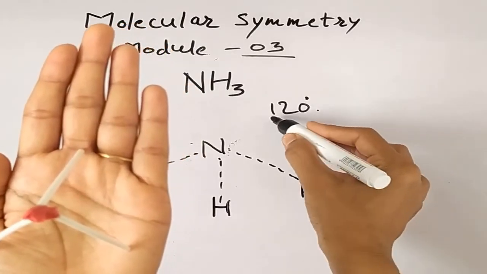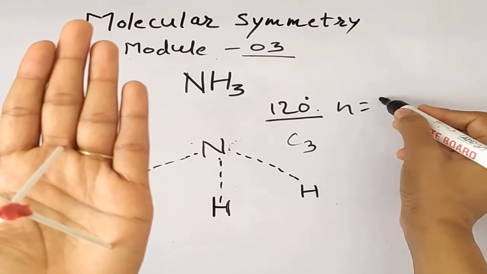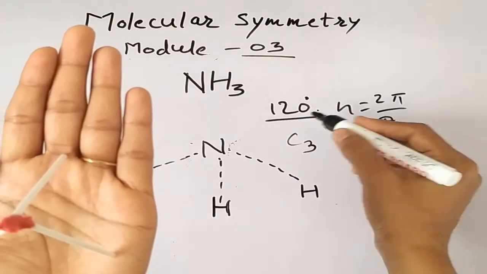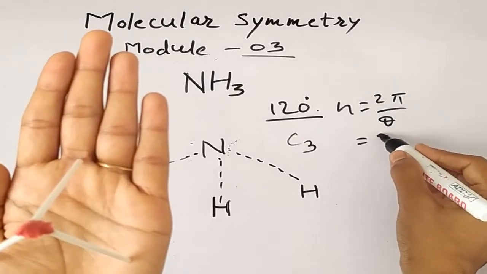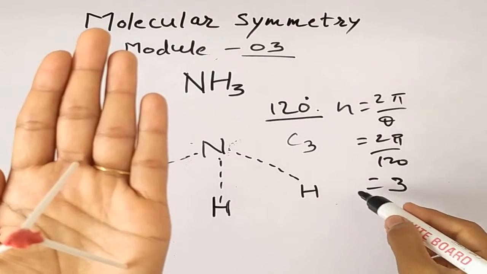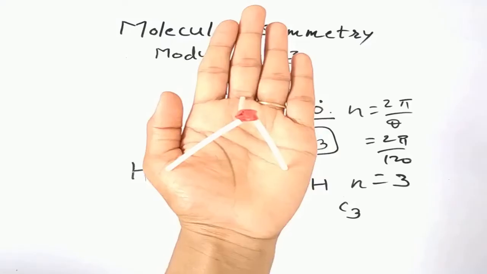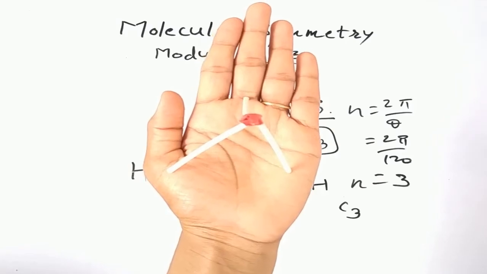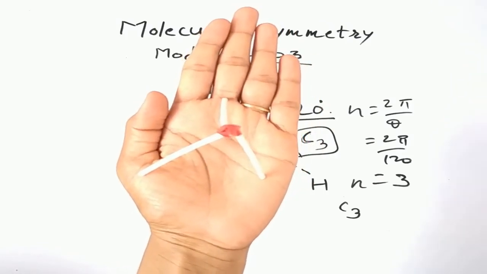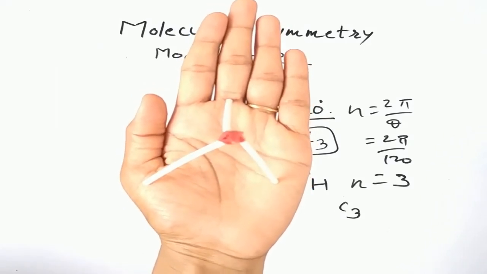You will get C3 by calculating the formula n is equal to 2 pi upon theta. If you put the value of theta 120 here, you will get 3. The value of n is 3, which means the rotational axis is C3. Or another way you can get the fold of rotation is by knowing how many times you are rotating the molecule to get the original image.